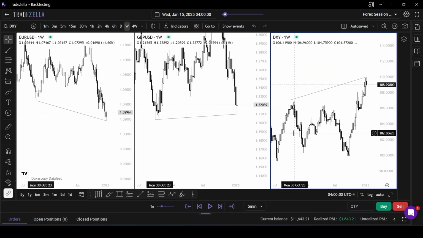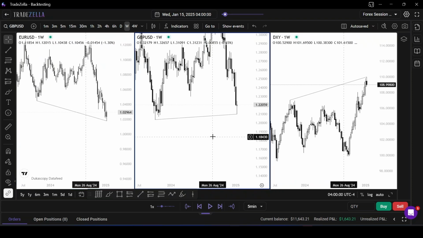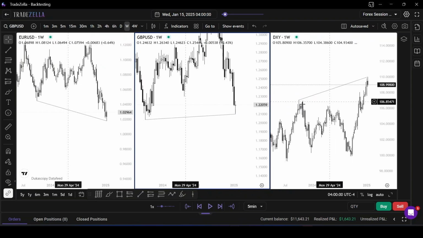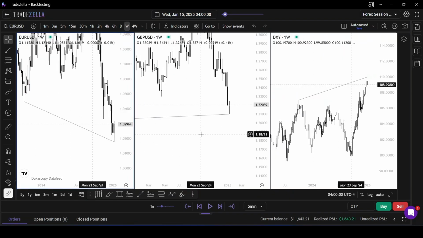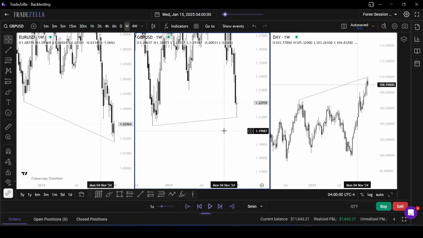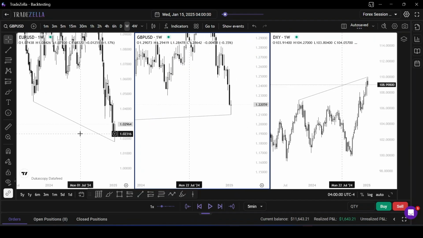Just so you know, DXY is negatively correlated with Euro USD and GBP USD. That is why this low here is instead this high here. So what can you notice on the weekly time frame? You can see that we are currently forming a C2 closure. Let's just say this candle this week closed like this from this key level.